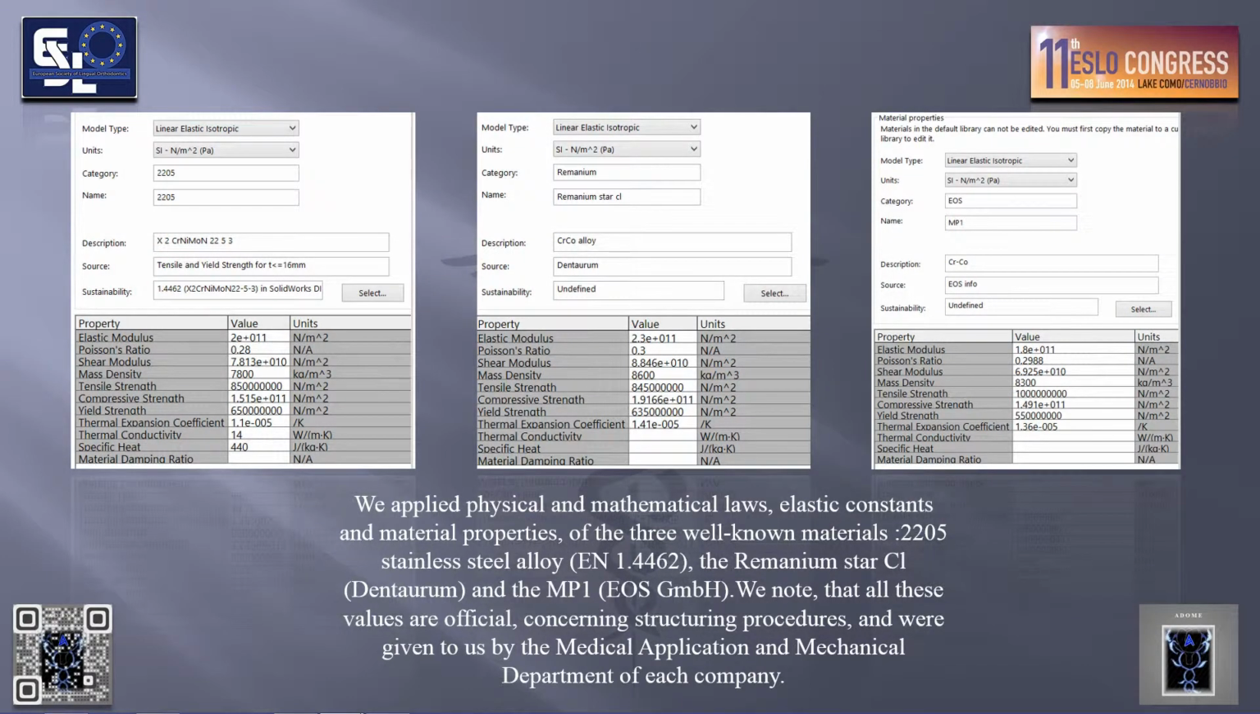We applied physical and mathematical laws, elastic constants and material properties of the three well-known materials: 2205 stainless steel alloy, EN 1.4462, the Romanium Star CL, of Dentaurum, and the MP1, of EOS GmbH. We note that all these values are official, concerning structuring procedures, and were given to us by the medical application and mechanical department of each company.